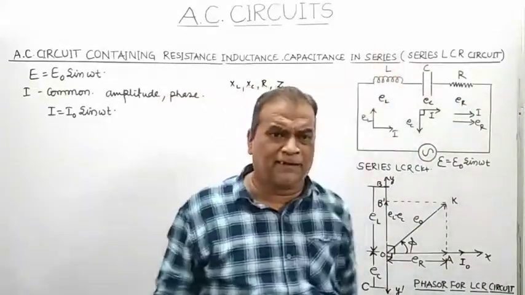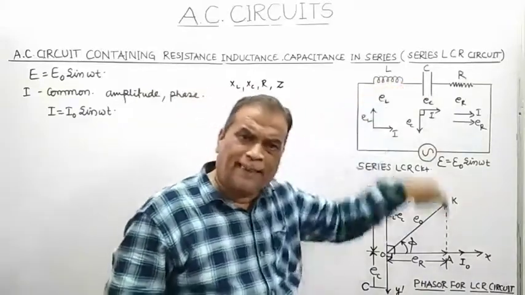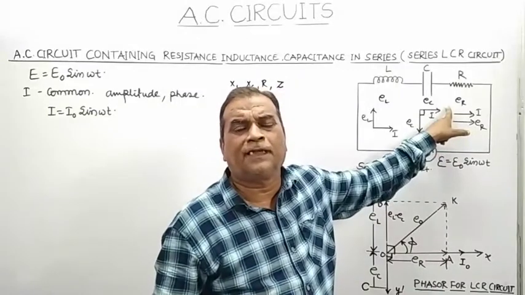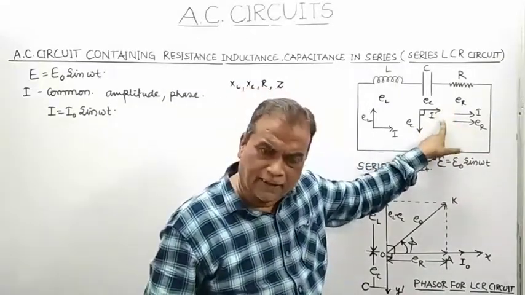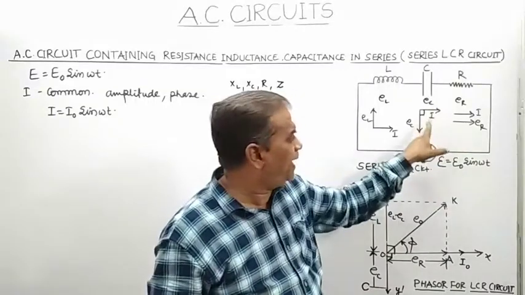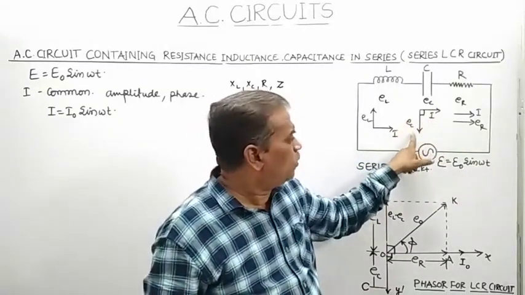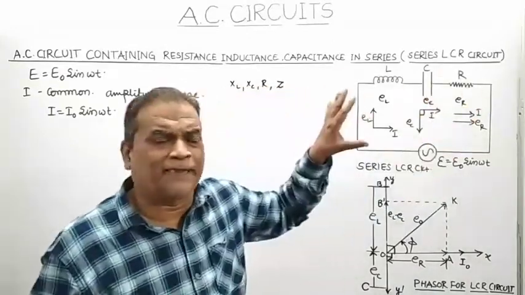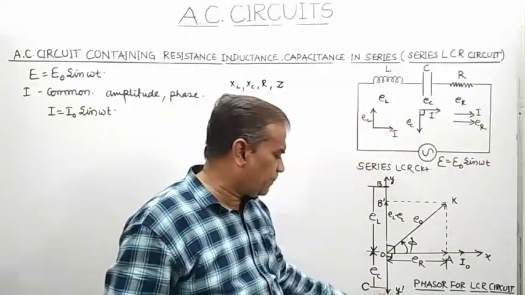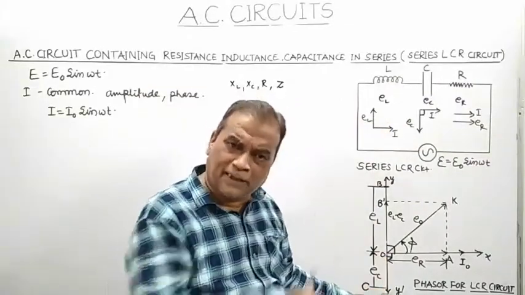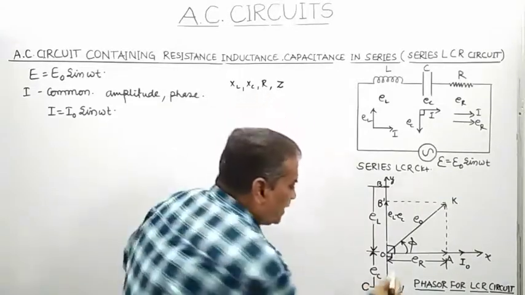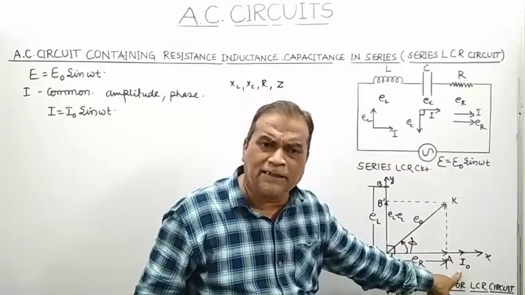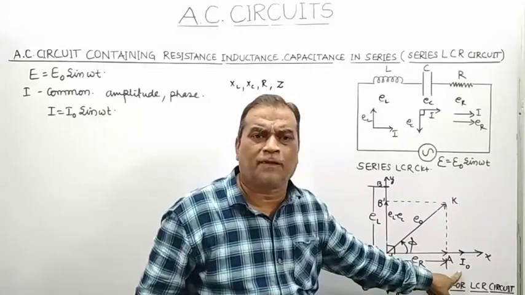As far as the capacitor is concerned, the voltage across the capacitor EC lags behind the alternating current by a phase angle of 90 degrees. Hence, that voltage across the capacitor is shown by means of phasor OC, which is rotated through 90 degrees from the direction of current I0.